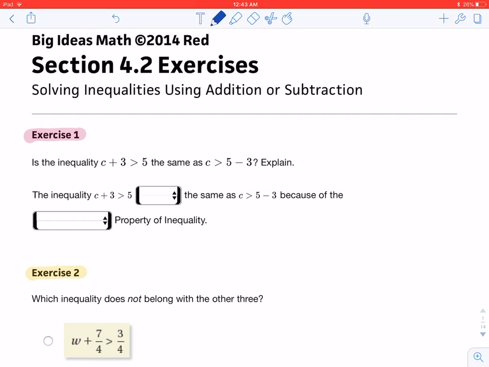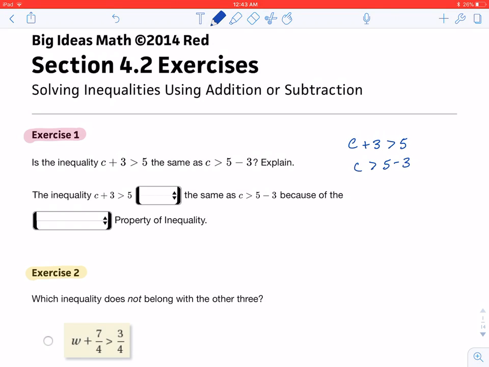we've actually already seen this question. It was the first question on exercise 4.1 as well. The only difference for this one is that we now are not just having the variables, so something like x is less than 5. We now are doing something to those variables. We have an operation with it, either addition or subtraction for 4.2. So here we have the two inequalities, c plus 3 is greater than 5, and c is greater than 5 minus 3.